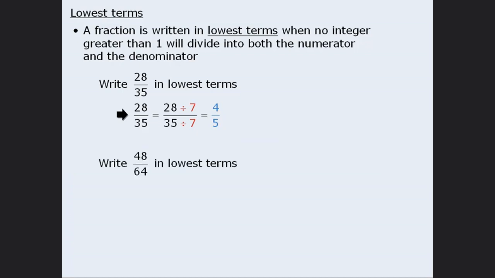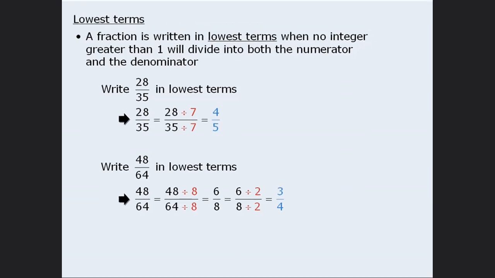What about the fraction 48/64? Well, if we take this fraction and divide top and bottom by 8, we get the equivalent fraction 6/8. Now, is 6/8 written in lowest terms? Are there any integers greater than 1 that will divide into 6 and 8? Well, sure, 2 divides into 6 and 8, which means 6/8 is not written in lowest terms. We need to simplify it further. So if we divide top and bottom here by 2, we get 3/4, and 3/4 is indeed written in lowest terms.